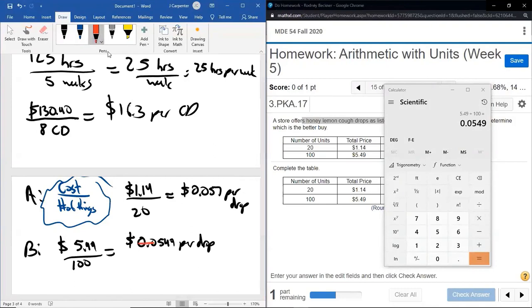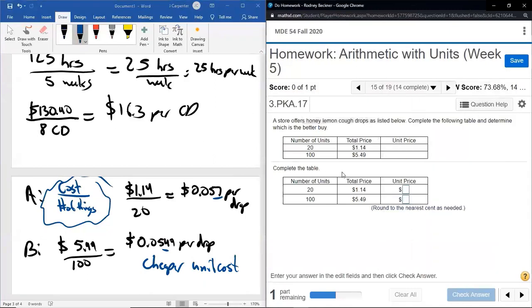Let's just pretend that this number came out to be 0.056. If you rounded these to the nearest penny, this would have been 0.06, and this would have been 0.06, and it would have been incomparable, which is why I've mentioned that you might need more than 2 decimal places, even though we're talking about money. All right, so our goal is we want the cheaper one, 0.057 versus 0.0549. Well, we're comparing the 4 to the 7. 4 is lower, so this is a cheaper unit cost.